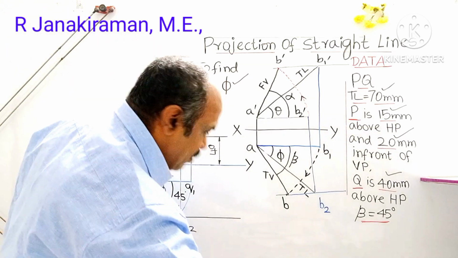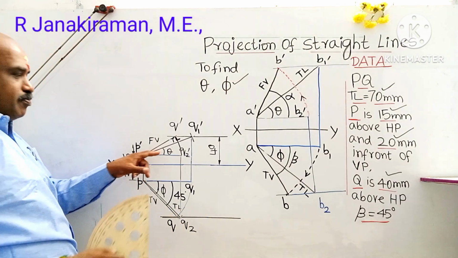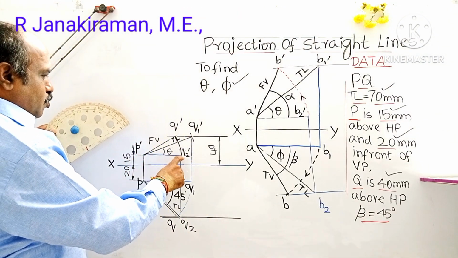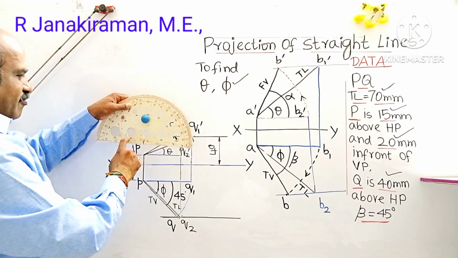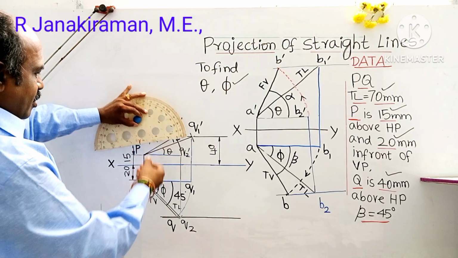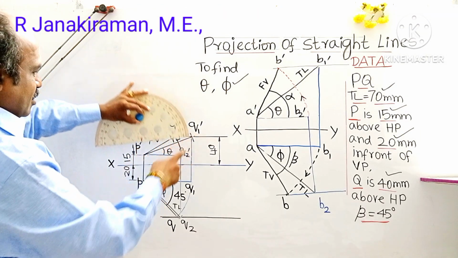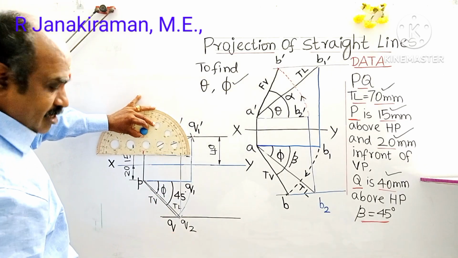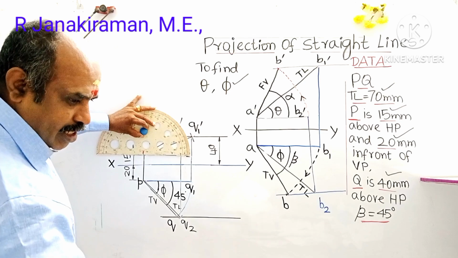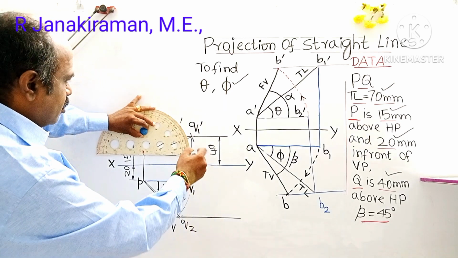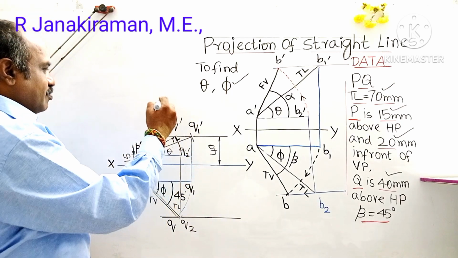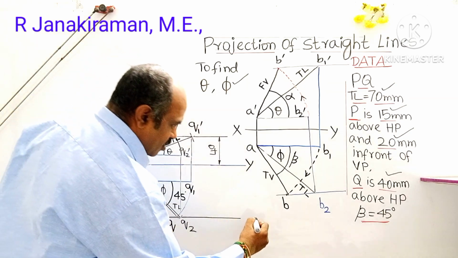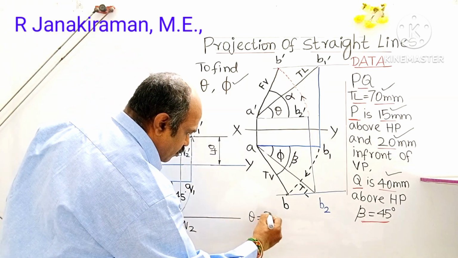So take a protractor and measure the angle theta, the true inclination with HP, with P dash as center. With this P dash Q2 dash as horizontal, the 0 degree of your protractor should coincide with your line. Measure P dash Q1 dash, that is the true inclination with HP. Read upward like this: 0, 10, 20, it comes to 21 degrees. Theta is measured as 21 degrees; write it here. Theta is equal to 21 degrees.